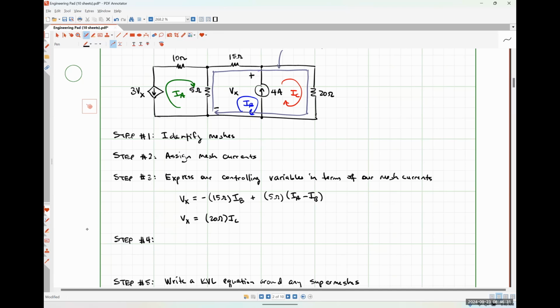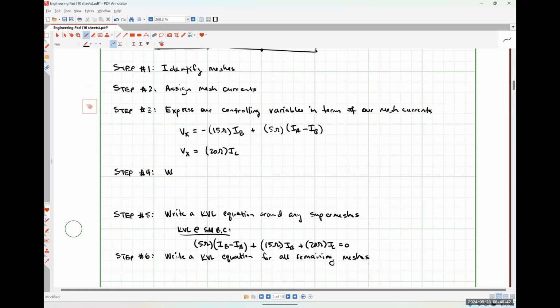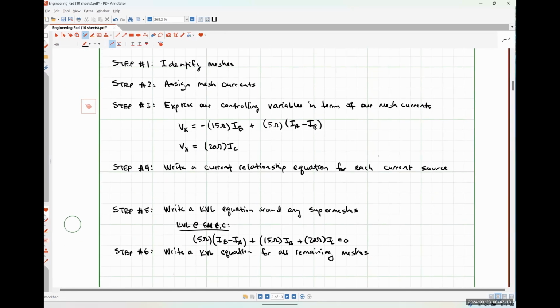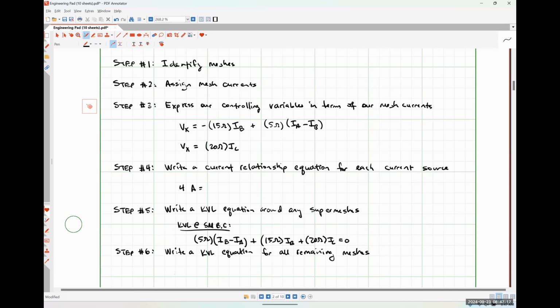Now, our expectation is that each mesh should give us one relationship. Well, we have a KVL equation that is around two meshes, so we need to figure out what the other relationship is. So step number 4 is going to be write a current relationship equation for each current source. So let's start with the 4-amp current source because that's the one that we've been looking at.